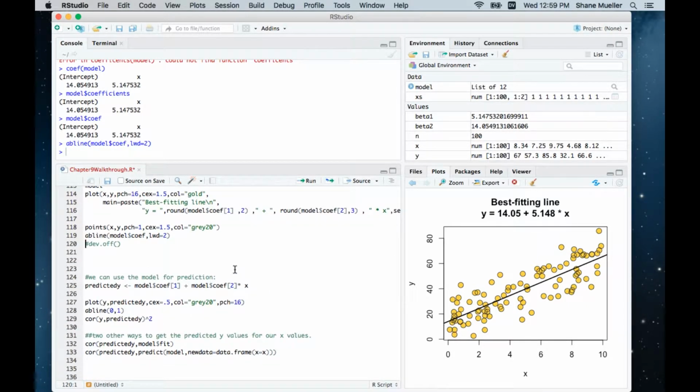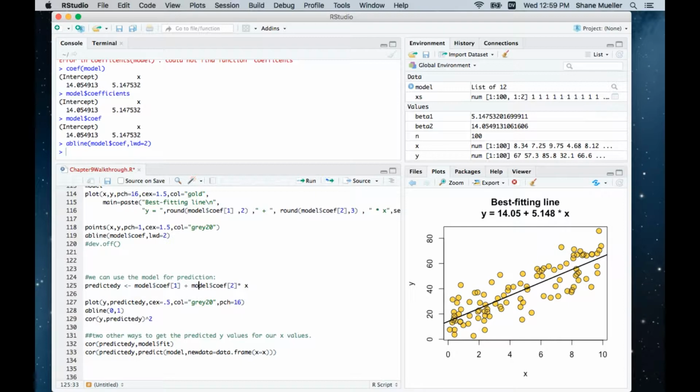Okay, a couple things about this. So we have this model, and what you often want to do is use it to make a prediction. If you have an x value, I could say, I have 6, what's my model's prediction about what the y value should be? You follow this up here and you see it's going to be about 42. Well, I can do that by using the coefficients of the model. It's just going to be 14.05 plus 5.14 times whatever x value you have.